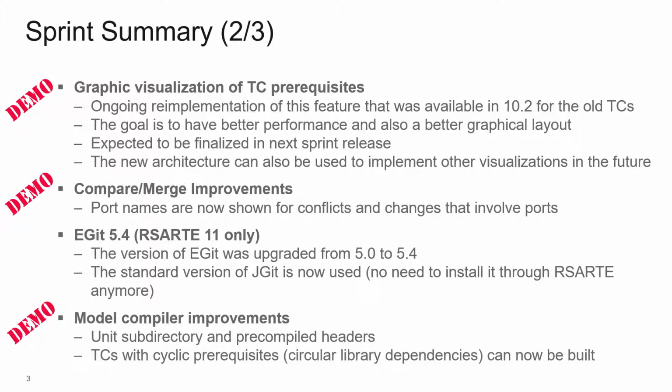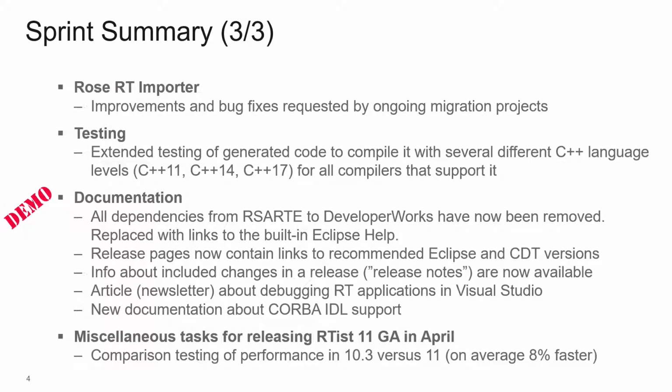We also did a couple of model compiler improvements, for example, support for unit subdirectories and precompiled headers. And there is also now a possibility to build TCs that have cyclic library dependencies. This was something that ROSE RealTime supported, but that HCL RTist did not support. But now it's possible to enable this feature.